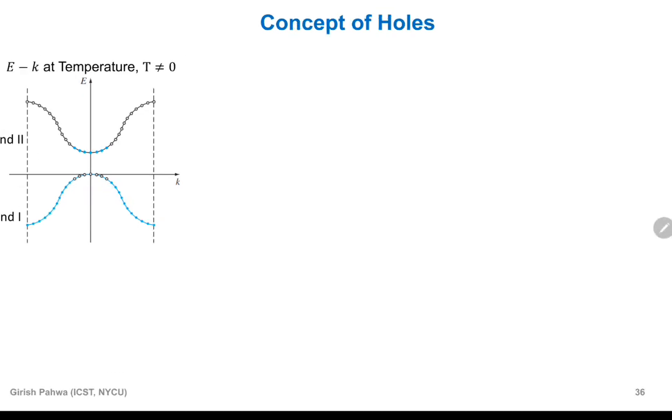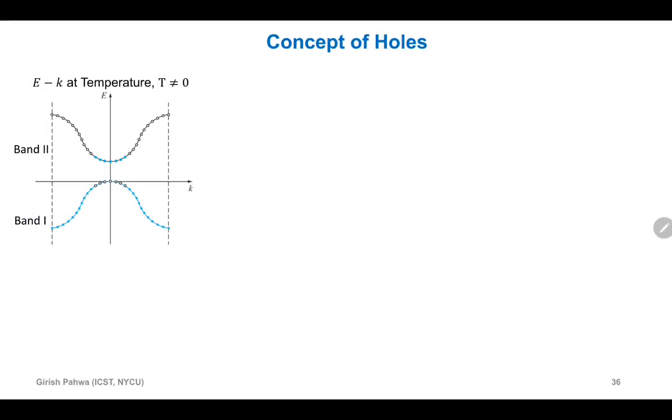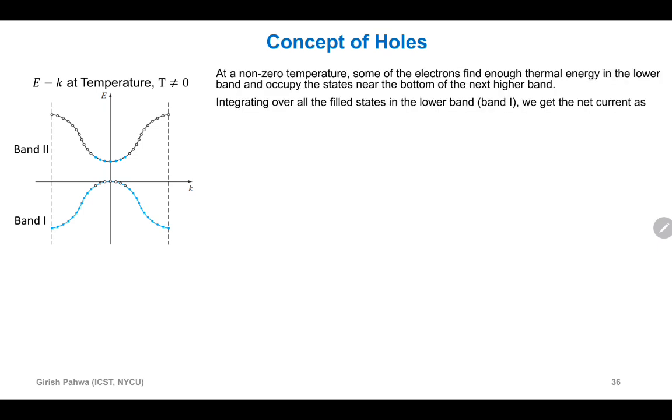Okay, so let's talk about the current carried by the electrons in, say, band number 1. So J1. So now I'm going to be integrating over the states which are filled in band number 1. So filled 1 means the states which are filled in band number 1. So I will not integrate over this, I will only integrate this. Okay, and the group velocity I have denoted as Vg1.